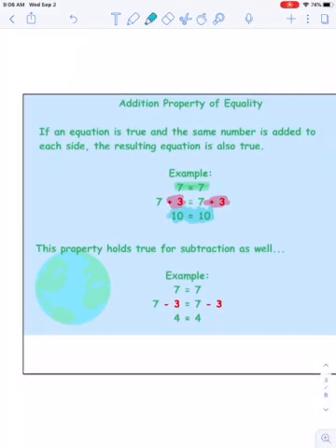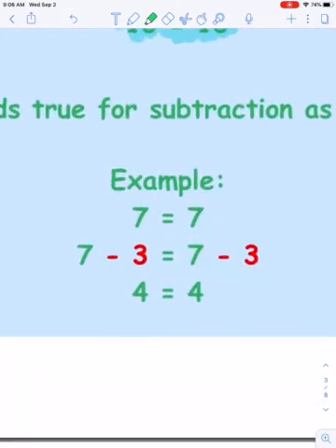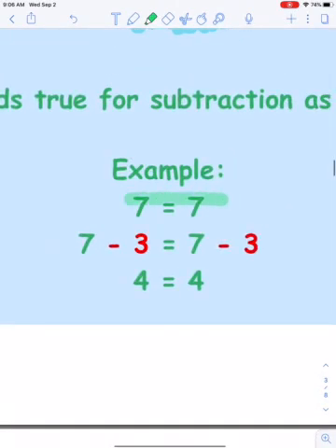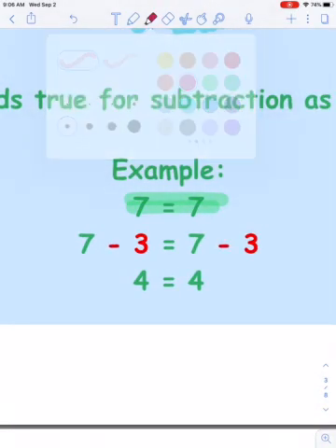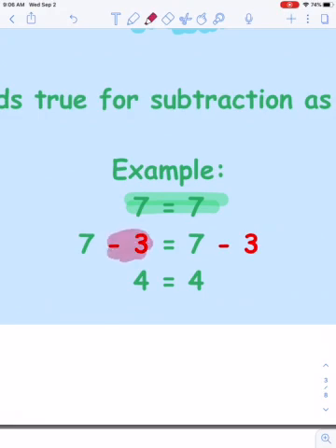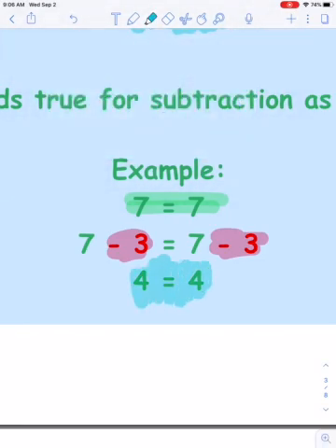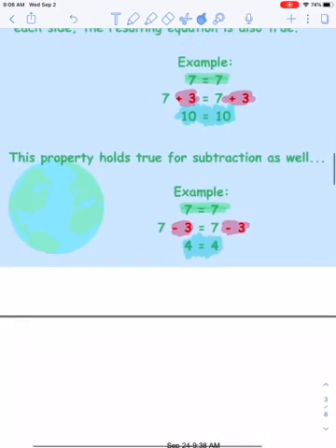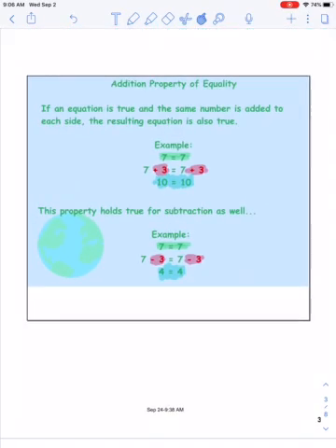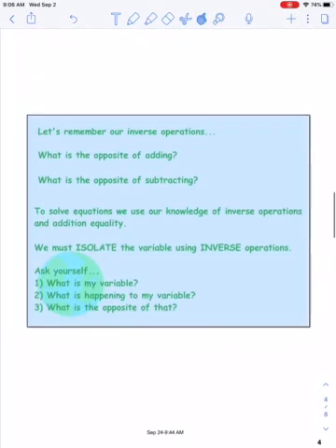The property holds true for subtraction as well. Same thing. You start with something that's true, 7 equals 7. You do the same thing to both sides by subtracting 3. And you get a whole new equation of 4 equals 4. It's still true, it's just different. So if you add or subtract the same number to both sides of the equal sign, as long as you keep it balanced, you're going to end up with a true statement. That's the whole basis of solving equations. You should keep everything balanced, but get something by itself.